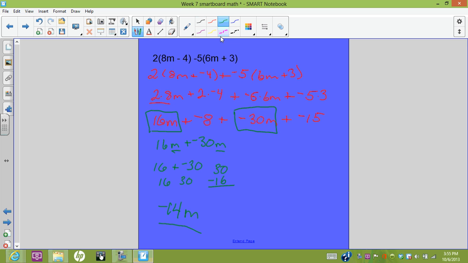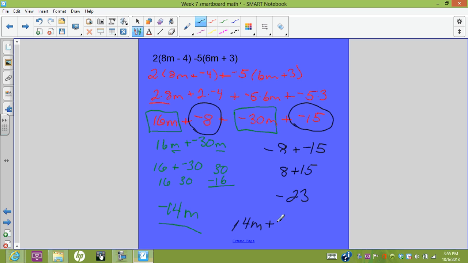I'll use a different color now. And I have negative 8 is one of my constant terms, and negative 15 is my other. So I'm going to add those together, negative 8 plus negative 15. These have the same sign, so I'm going to find the sum. 8 plus 15 is 23. They are both evil soldiers, so I'm going to end up with evil 23 or negative 23. Add those two terms together, and I have my final answer of negative 14m plus negative 23. Oh, negative 14m, sorry. Almost left that out.